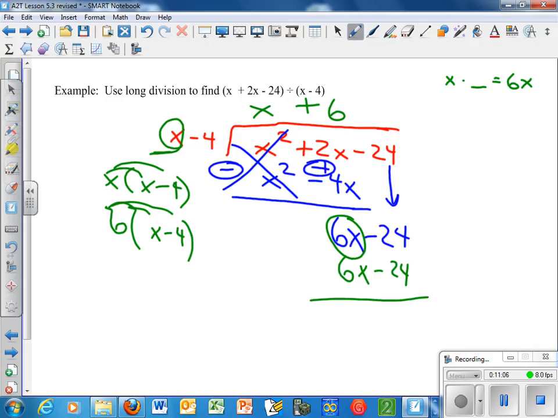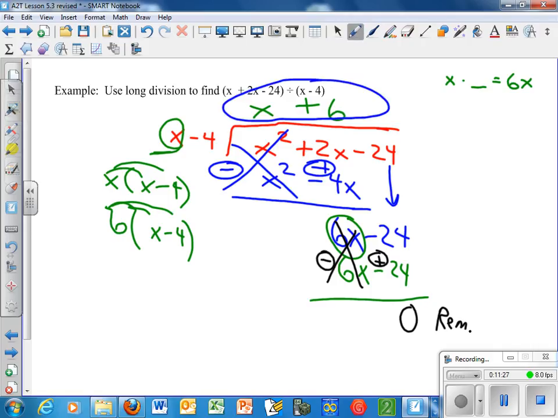Okay, now you're going to subtract, or algebraically change the signs and combine like terms. These drop out, and notice you do get 0 when you take negative 24 plus 24. So this one, again, the remainder is 0, similar to the last problem that we did. So your answer would be x plus 6.